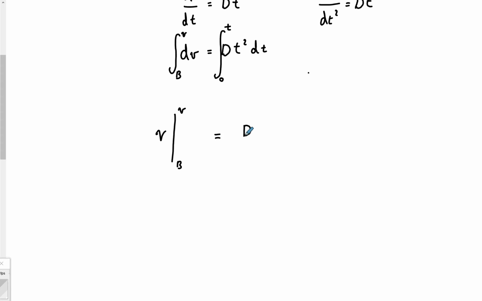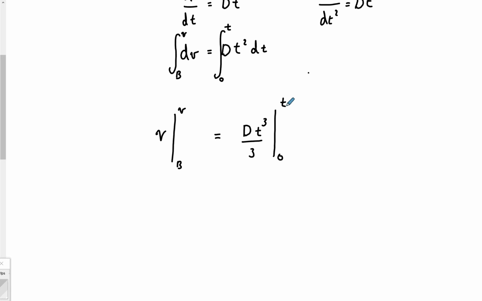Now let's do it. This one's real easy. Add. So that would be t cubed. Now divide by 3. And we're going to evaluate that from 0 to t. So let's kind of work this out and see what we've got.